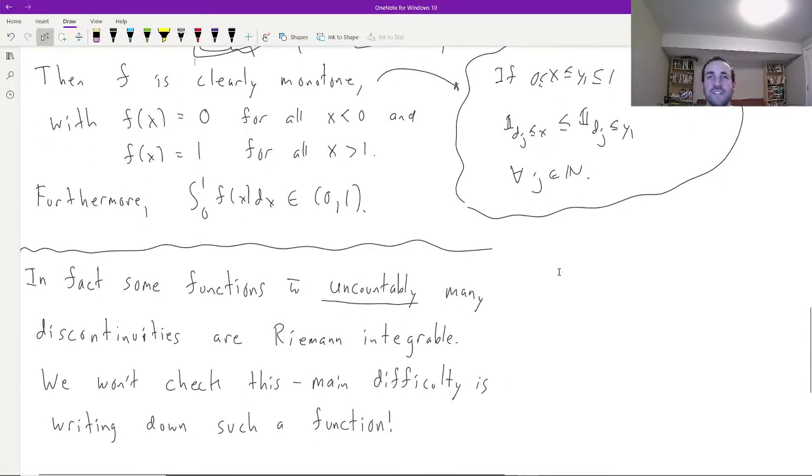Now, it turns out these functions are not the most exotic functions that people look at, and in fact, there are functions with uncountably many discontinuities that are still Riemann integrable. We're not going to be going over any of them in this video, but I'll say that the main difficulty isn't really checking that they're Riemann integrable. The main difficulty is writing down such a function at all. These functions are all weird looking objects, and it's not easy to check that they exist, that they're really functions, and so on and so forth. Okay, so we're going to be skipping it, but mainly because it's just technical to write down the examples at all.